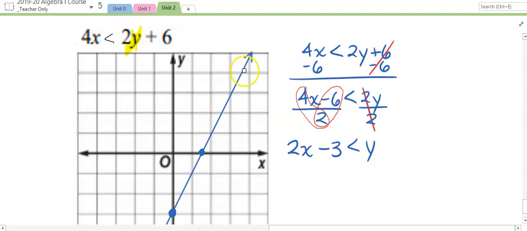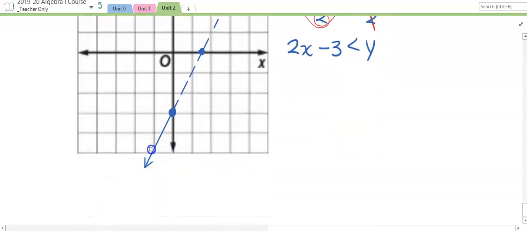So again, I'm going to pick up my eraser and make it a dashed line. Because it is strictly less than currently, that symbol. Remember, we want to get y on the left. So if I move y to the left and everything else to the right, I do need to flip my symbol over.